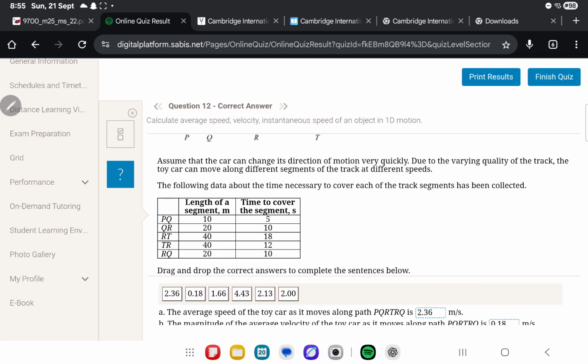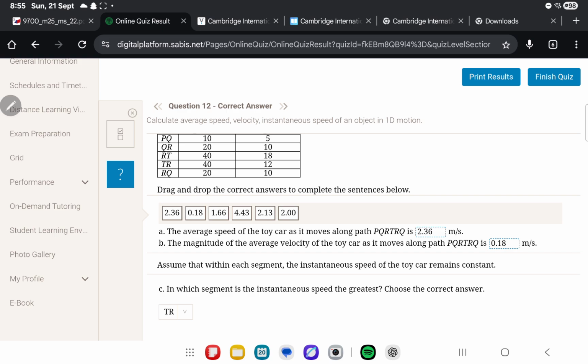Now, the average velocity. The average velocity is the displacement over the time, right? But the time is the same, right? The time did not change because you took all that time to cover this distance. However, the displacement changed, right? Because the displacement is just PQ.